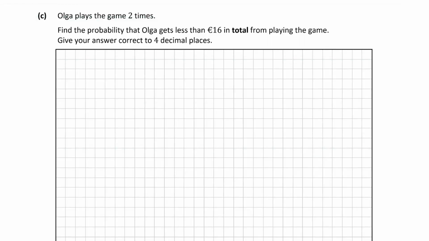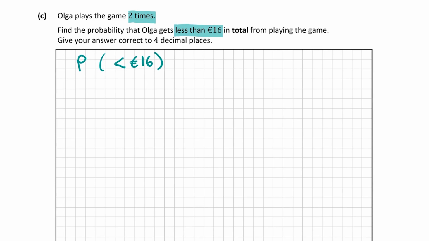The final question, question C, tells us that Olga plays the game 2 times. Find the probability that Olga gets less than €16 in total from playing the game. Give your answer correct to 4 decimal places. So we're looking for the probability that Olga gets less than €16.